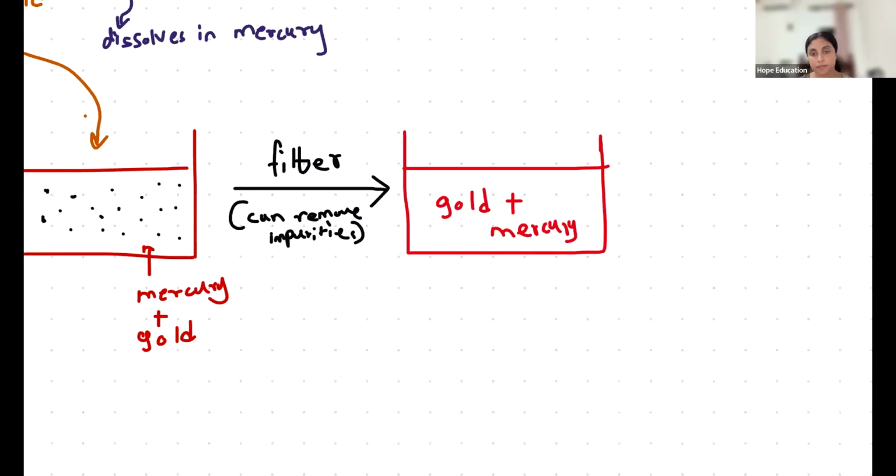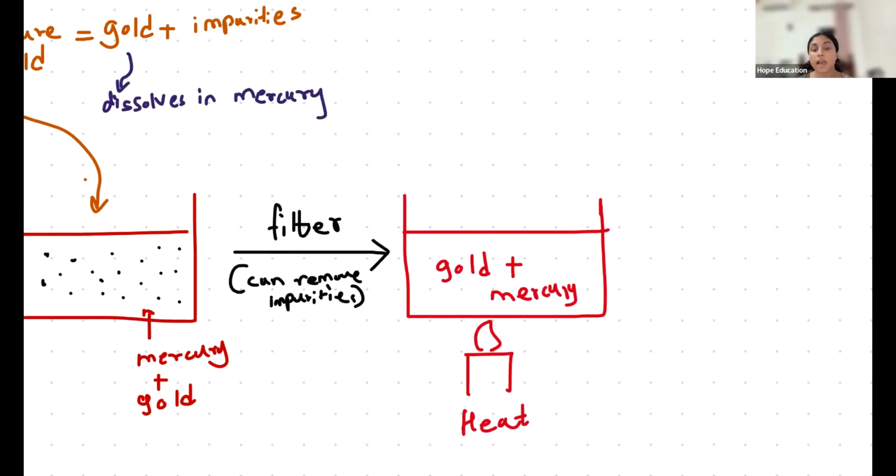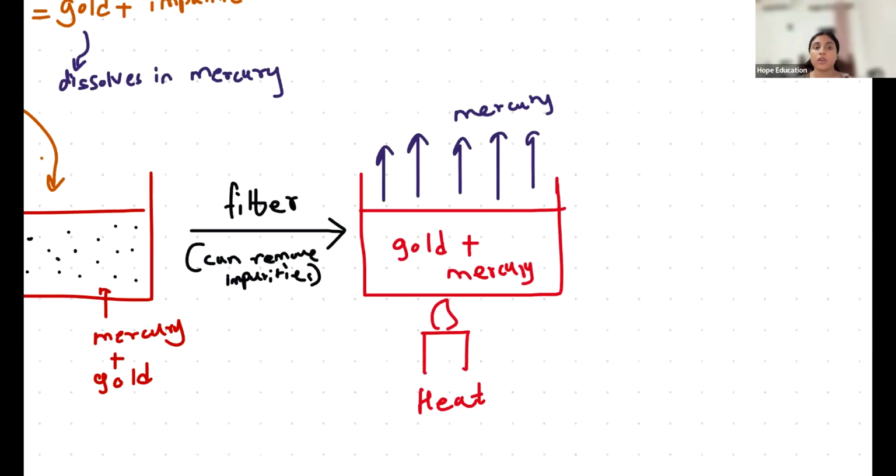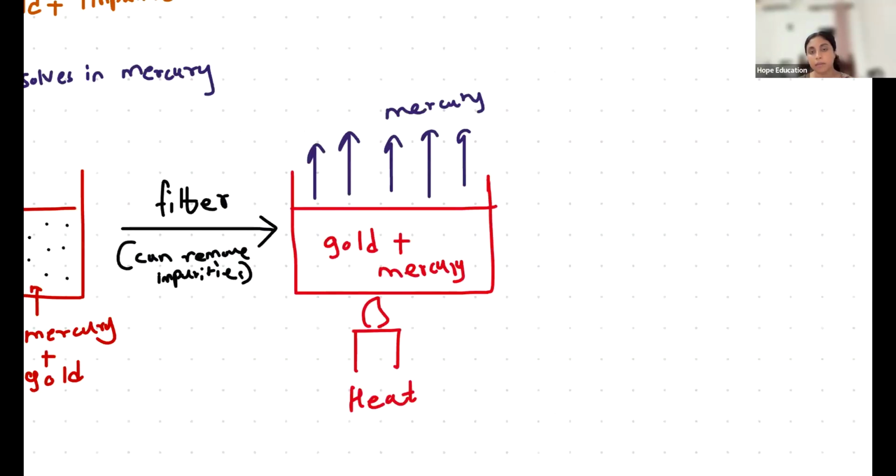When I heat it, what happens? The mercury is going to evaporate as a gas. Mercury is going to evaporate as a gas. Then what remains? Only the gold will remain. So I can get pure gold.